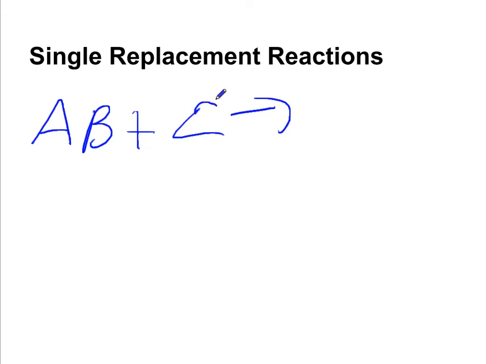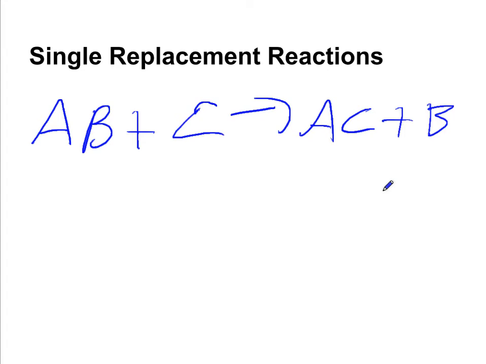In a single replacement reaction, we'll give it the general form AB plus C yields AC plus B. We're going to have one compound that's two things combined together, usually a binary ionic compound, and some reactant that is by itself. The thing that's by itself is going to replace one of the two parts on the other reactant. They're just going to switch places, so there's one replacement going on.